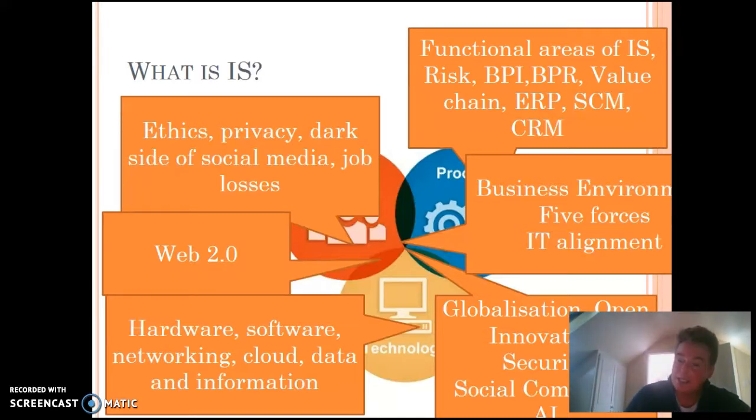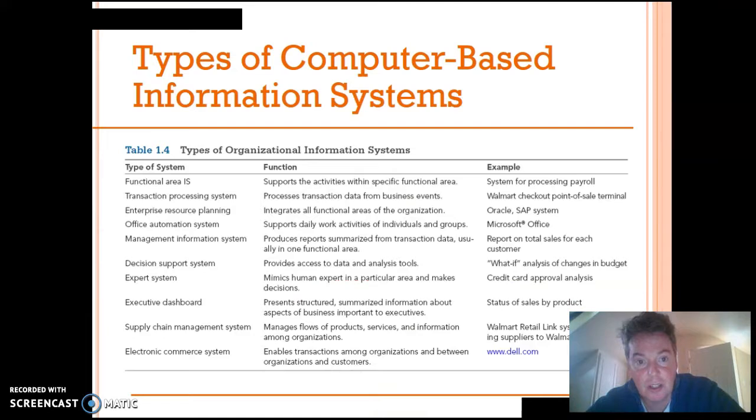And then we think of IT alignment. It's really important that the information technology that an organization uses is closely aligned with the strategy of the organization. So, again, if we continue our introduction, we have different types of computer-based information systems. We have functional area information systems, all the way up to electronic commerce systems that support the entire organization, and supply chain management systems, which are really complex systems.